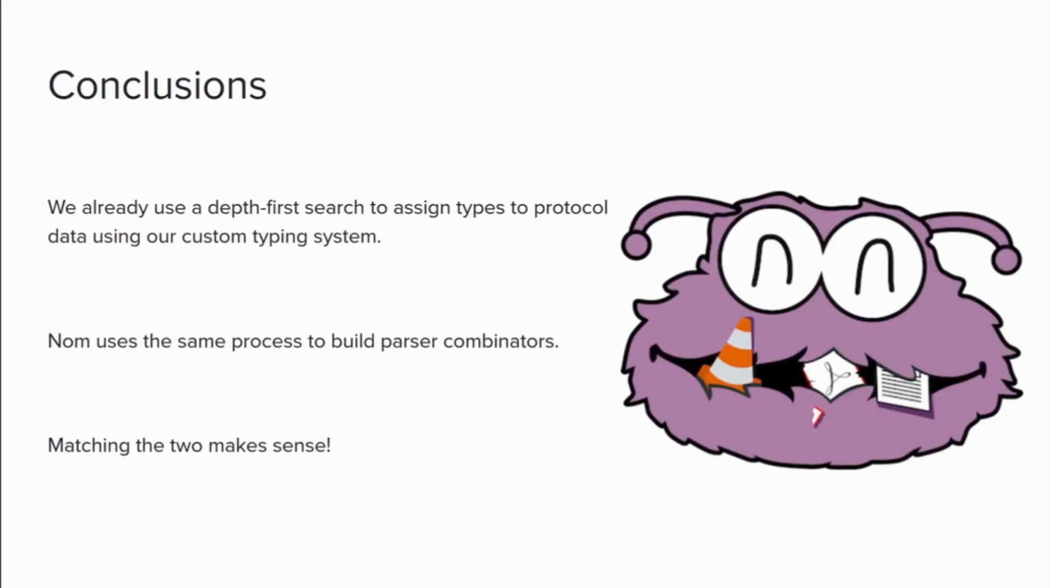Initially, I decided on Rust as our first parser output language because I enjoyed using Rust for systems programming on a previous project. Using parser combinators in NOM turned out to be an ideal fit for parsing protocol data, since parser combinators and assigning types to network protocols both use depth-first search.